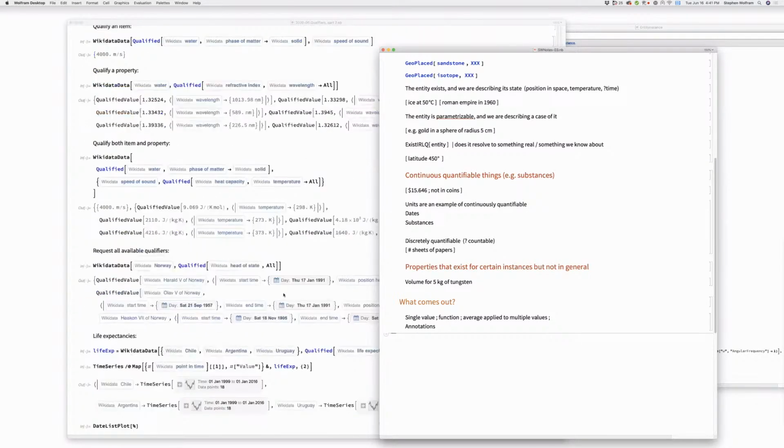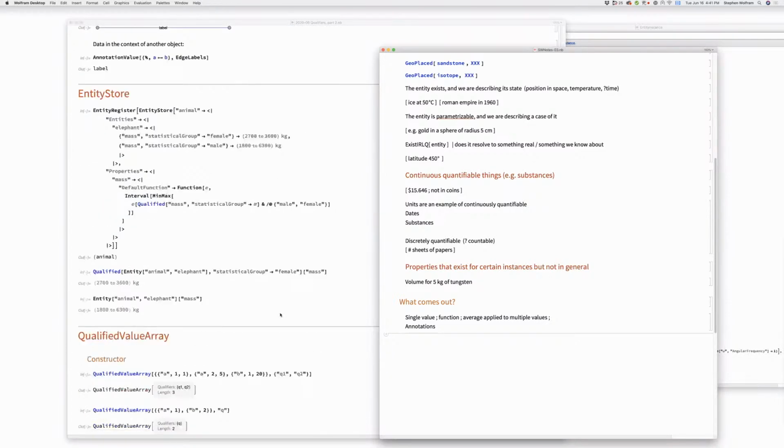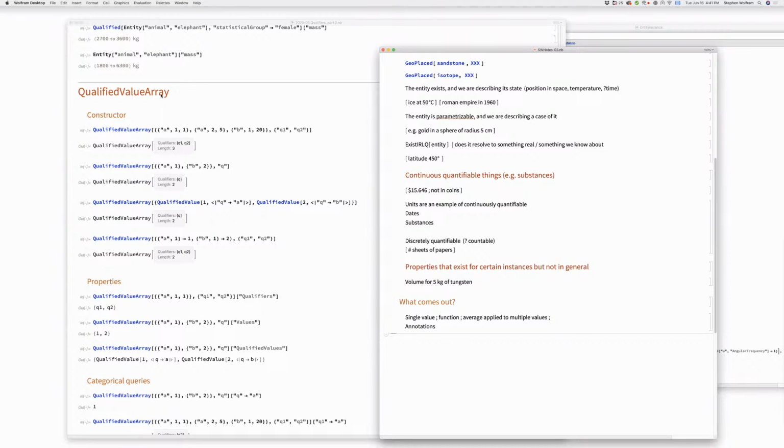All right. So again, I don't believe in this one. I think what I would believe in is something like a qualified value array. And what that will contain, much like a time series... let's remind ourselves what a time series contains. A time series can contain date arrow value, date arrow value, etc. Right?